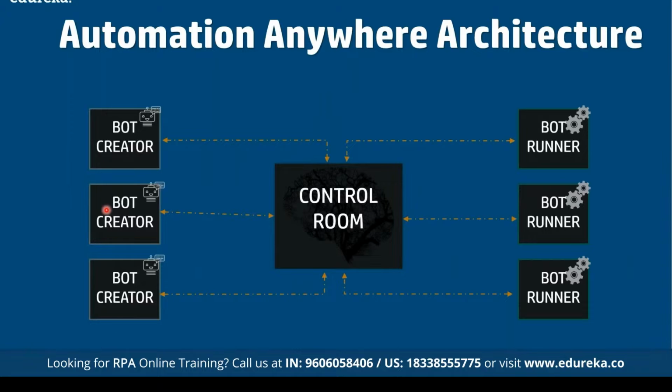Largely, this is how the architecture of Automation Anywhere looks. There is a bot creator, which is basically a type of license where you will do the development. You create the code, upload that code to the control room, and from the control room you deploy the code onto various other machines. So this is how you work with this platform.